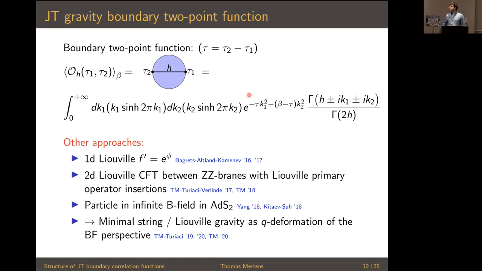Now, there are other approaches that give you the same result. So I'll just mention them here, so I won't go into detail. You have a 1D Liouville approach. There's also 2D Liouville between identity branes, a particle in a magnetic field, and also an approach from the minimal string or Liouville gravity, which is something that I will talk about later during this talk. And the important point is that all of these other approaches agree, and they find exactly the same boundary 2-point function, but we have explained the different ingredients from a group theoretical perspective.